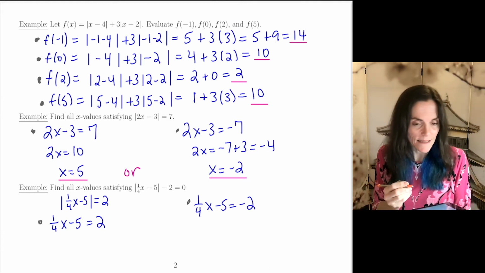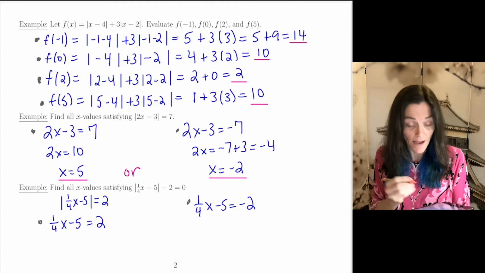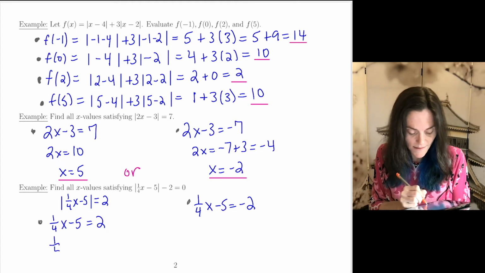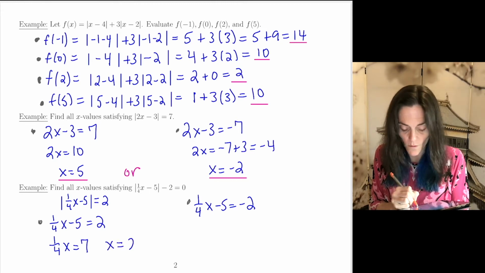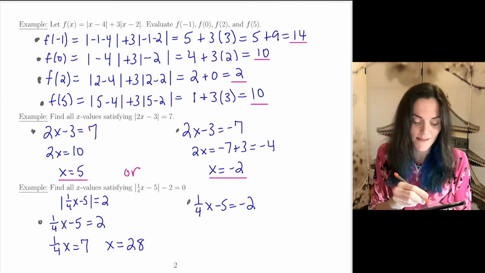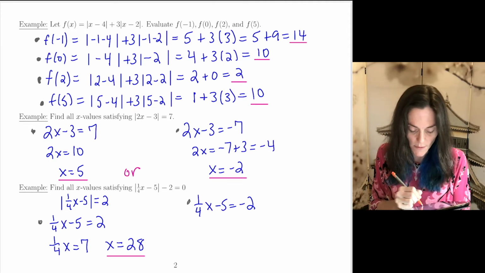So the first one I can add 5. I get a 4th x is 2 plus 5, which is 7. And we conclude x is 7 times 4, which is 28. So this is my first possibility.